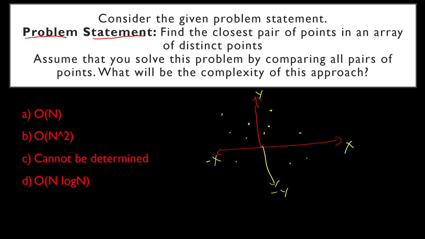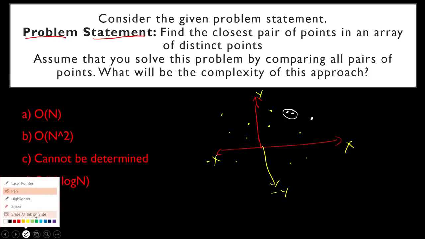So you have to find one pair of points that are actually the closest. These two points are very close to each other. You have to find this pair of points. Distinct points they have said, that means no two points will be the same. So the points will be distinct, and you have to find the closest points. I hope you understood this.